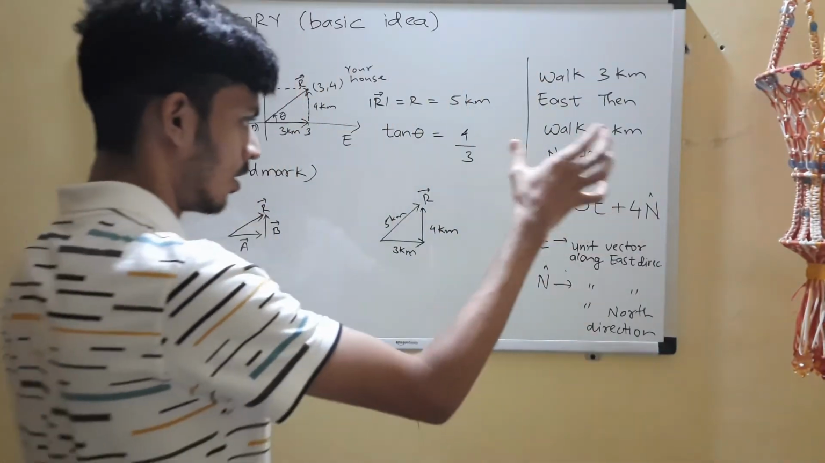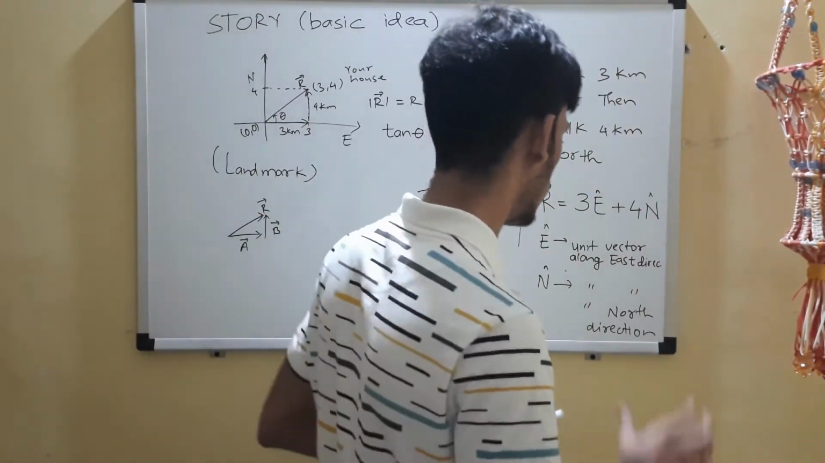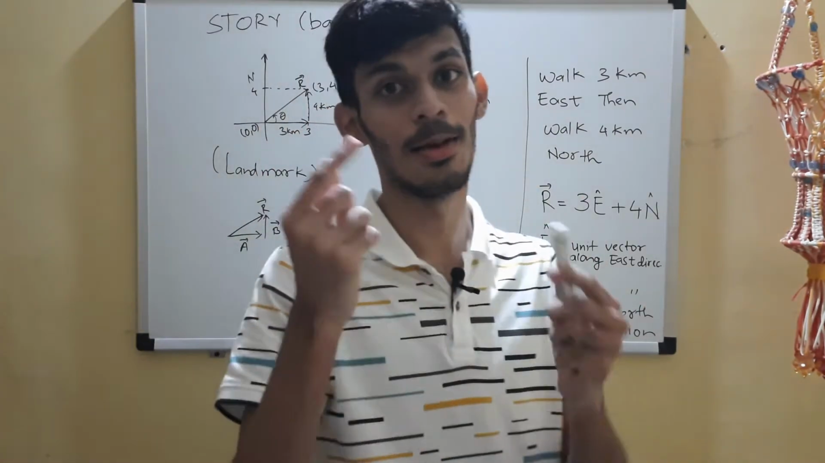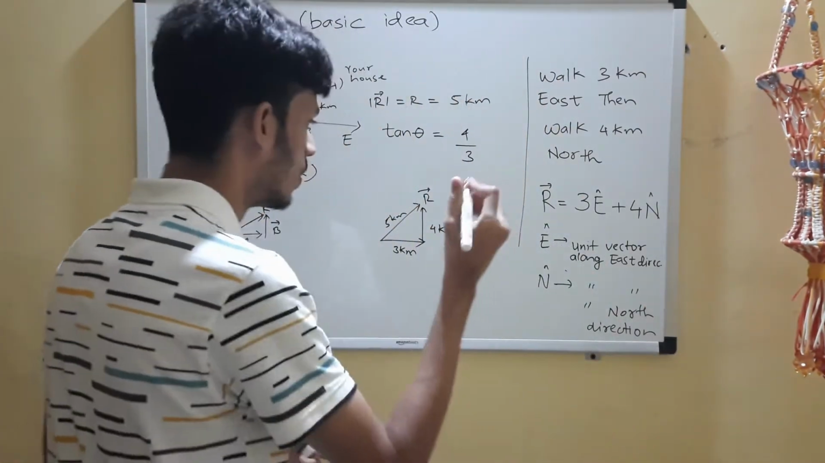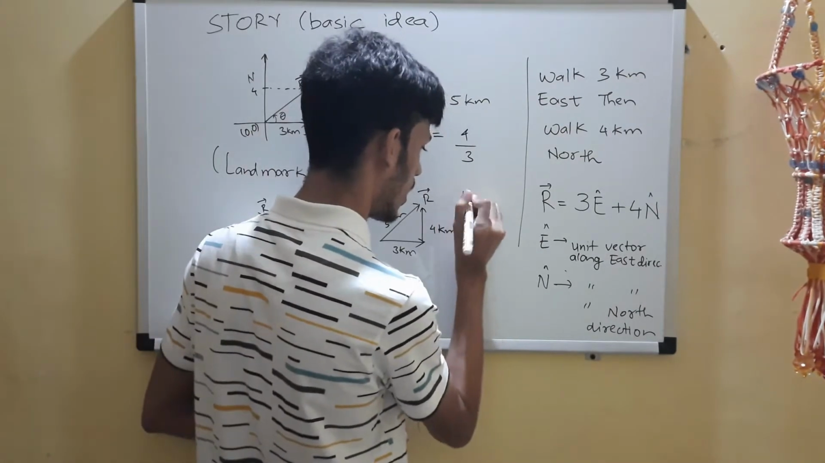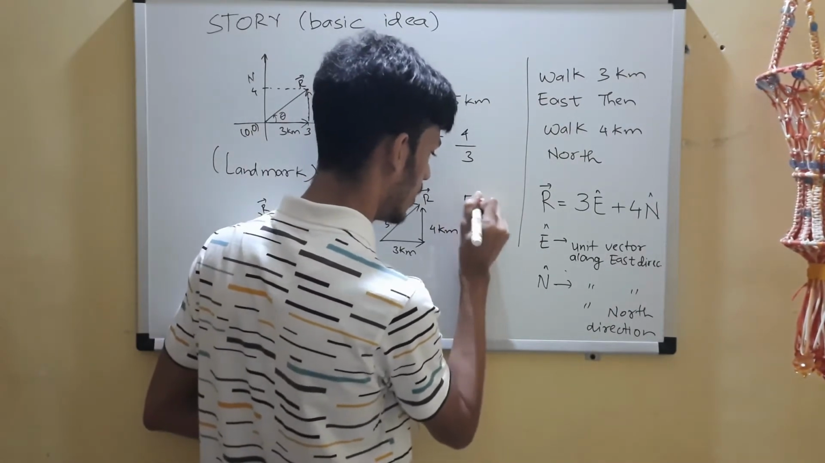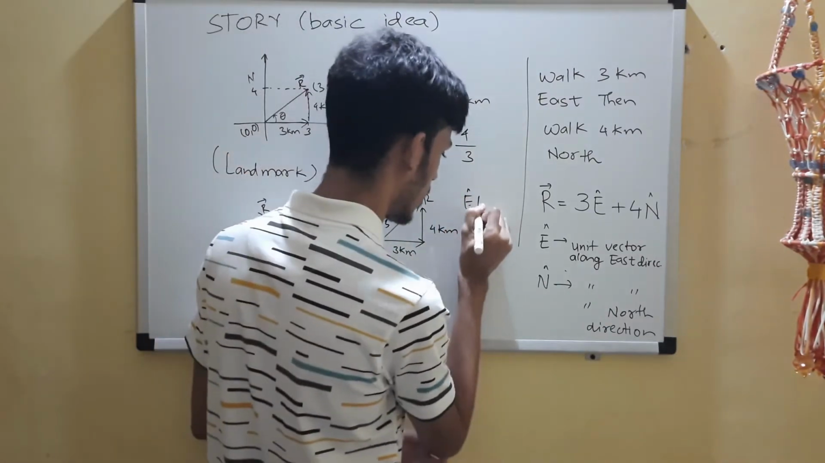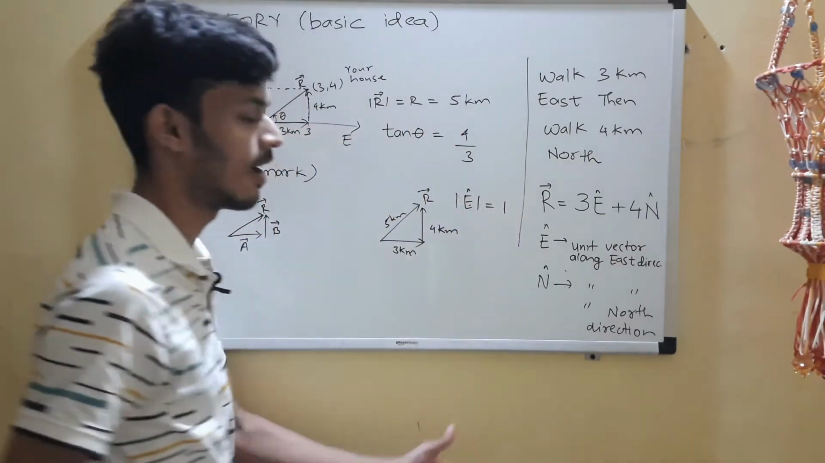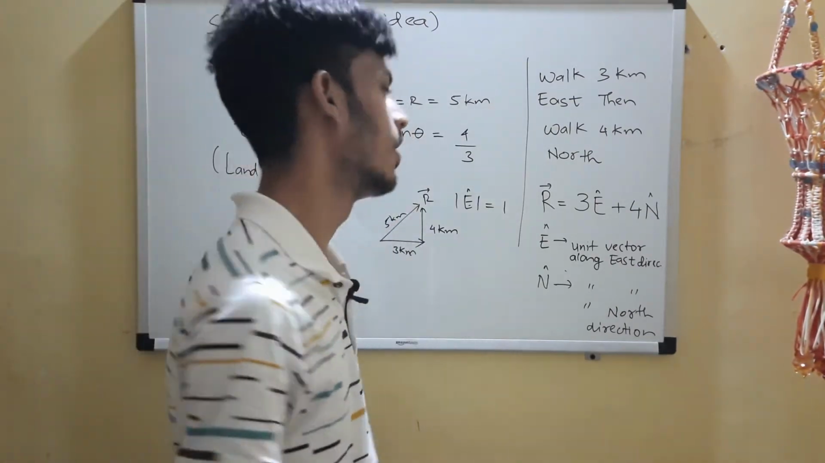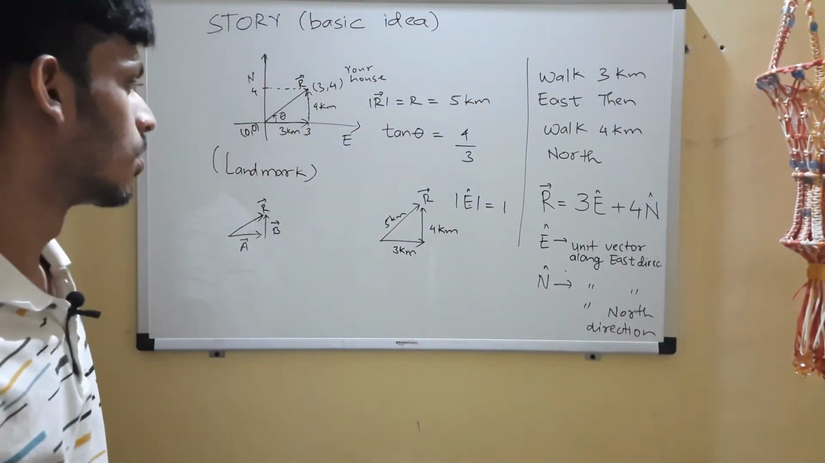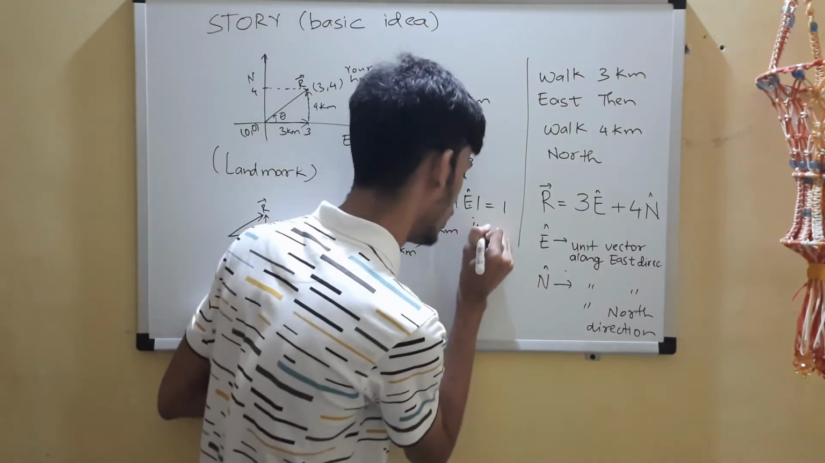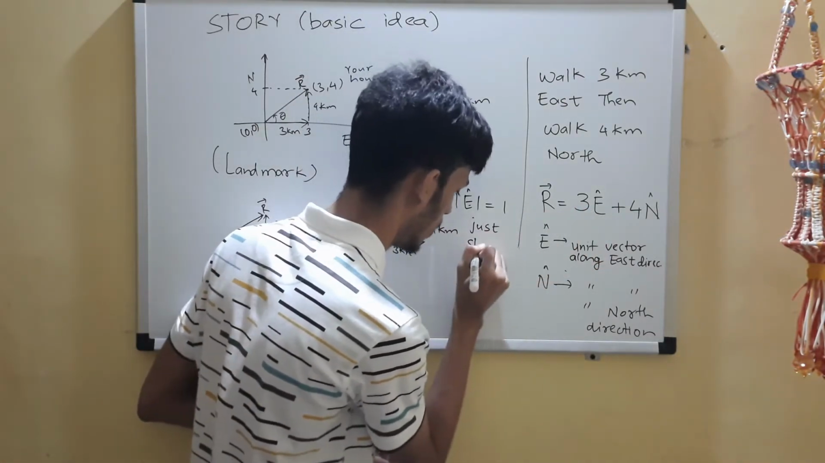Just to add about unit vectors, if you don't know what a unit vector is, it is a vector which has magnitude 1 unit. So this east cap, whatever cap, they are represented by a cap instead of a bar, unit vectors. All of these unit vectors have magnitude 1 unit. Remember, we talked about this. They just show direction.